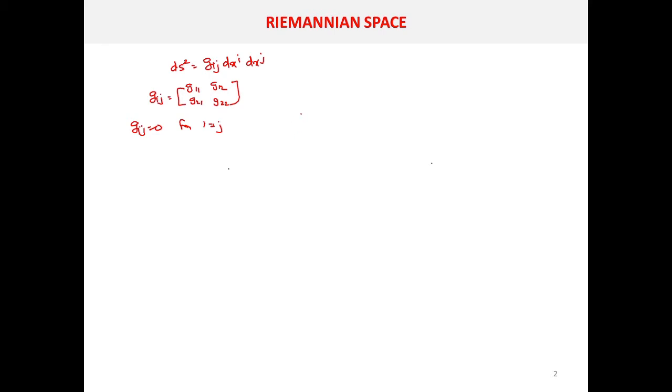In the case of the spherical polar coordinate system, if you are considering three dimensions, the metric is 1, 0, 0; 0, 1/r², 0; 0, 0, 1/(r² sin²θ). So this is an orthogonal coordinate system because all elements other than the diagonal elements are 0. But here you can see that the diagonal elements, 1/r² or 1/(r² sin²θ), depend on the coordinates r and θ.